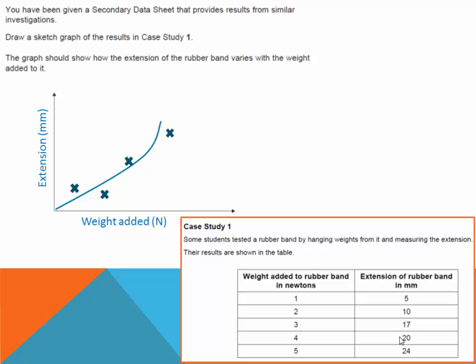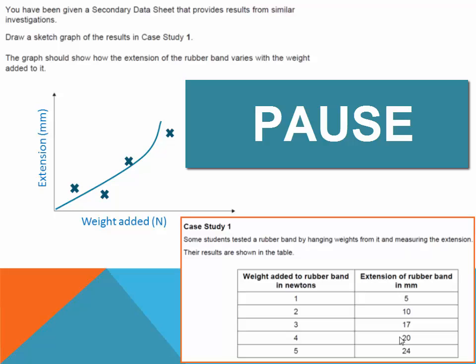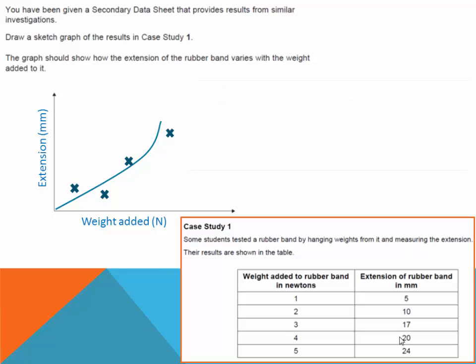What I'd like you to do is pause the video, think about how many marks you'd give that. In this situation, a sketch graph is worth 2 marks. Okay, well, sketch graphs are marked as follows: axes, full titles with units, and a decent trend line.